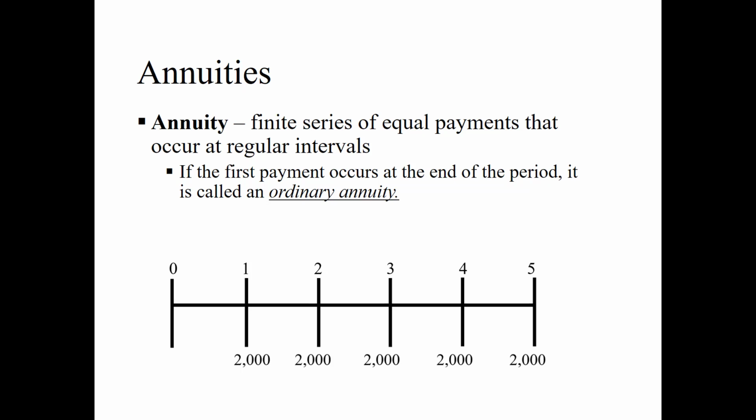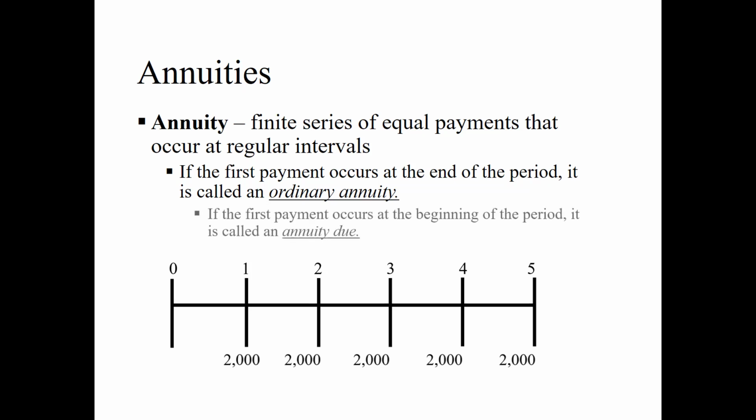There are two main types, and one of them is an ordinary annuity, and that means that the payment will occur at the end of the time period, the end of the month, the end of the quarter, the end of the year. Another type of annuity is an annuity due, and that's when we shift the payments to the beginning of the time period.